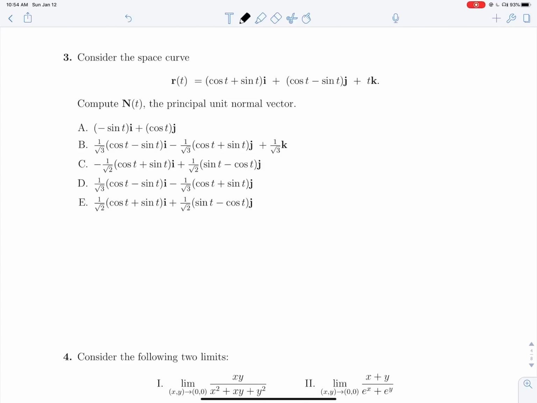Okay, so question 3 asks us to find the principal unit normal vector of the space curve r of t. Our principal unit normal vector, N of t, is equal to the derivative of the unit tangent vector of t over the magnitude of the derivative of the unit tangent vector of t. And this unit tangent vector of t is just r prime of t over its magnitude.